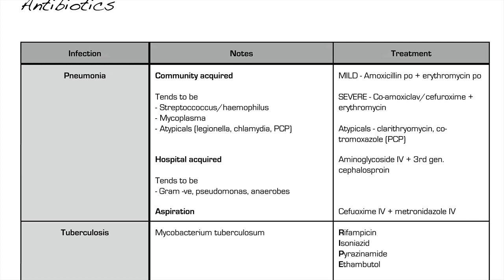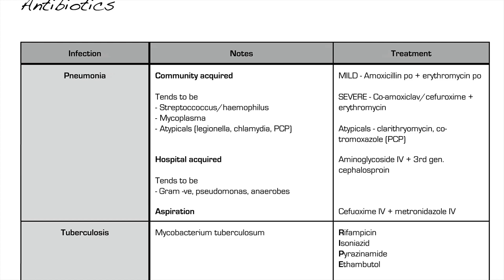Specifically in terms of atypicals, clarithromycin can be used. This is particularly useful as it's more potent. And for PCP, which is one of the opportunistic infections associated with HIV, we use co-trimoxazole. That's another favourite for the exams.